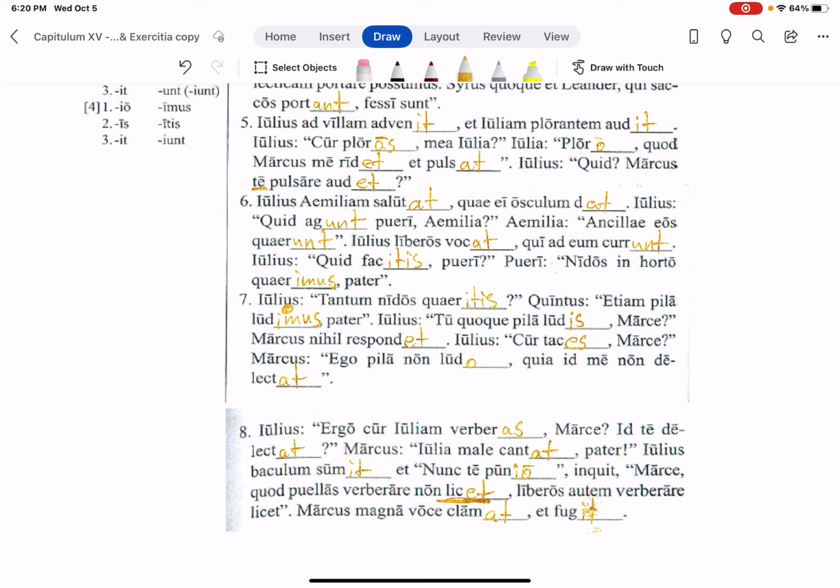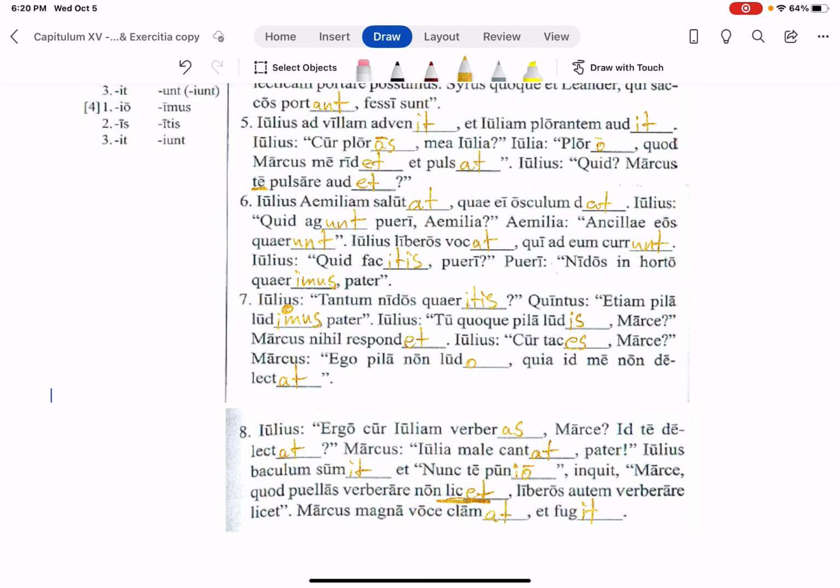So he shouts with a loud voice and he flees. So there we have it. There's the exercise. Remember to ask yourself, who is speaking? Are they speaking for themselves, in which case they're speaking in first person? Are they addressing someone and asking someone else a question, in which case it's second person? Or is it a narration of some person or event, and in which case that's going to be in third person?